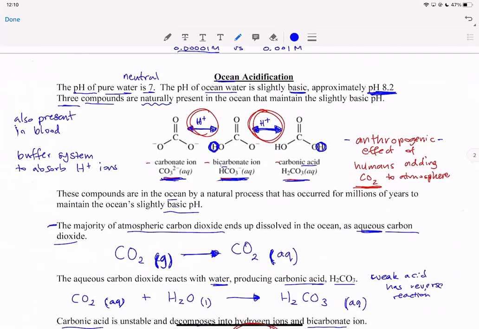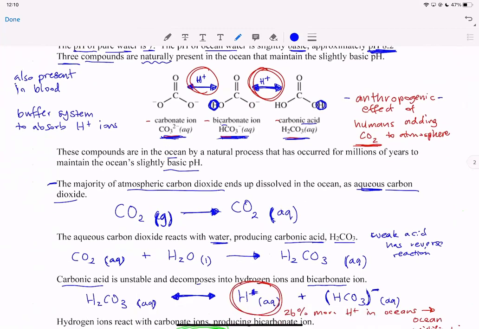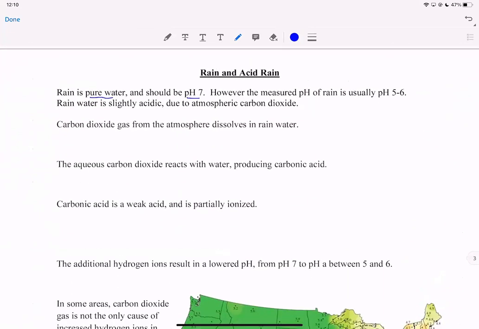It starts off as water, but there's other stuff in there, so it's not only water. Because of that, it has a slightly basic pH because of other compounds in the water. So rain and acid rain both start off as water with a pH of 7, an equal concentration of hydrogen to hydroxide. Then, because of other compounds mixed in and dissolved in the rainwater, you get a slightly acidic pH. So it lowers the pH from 7 down.